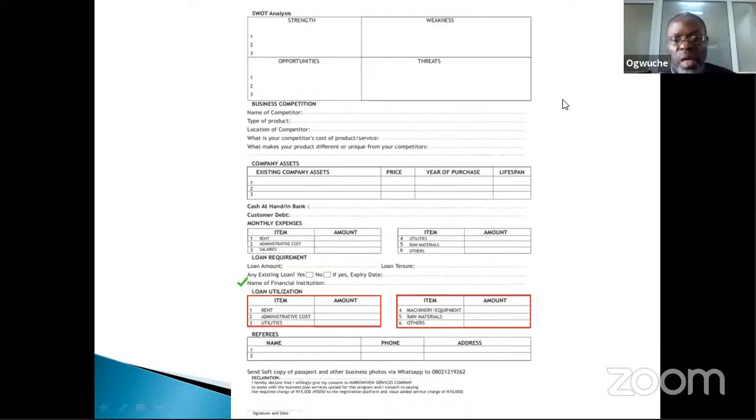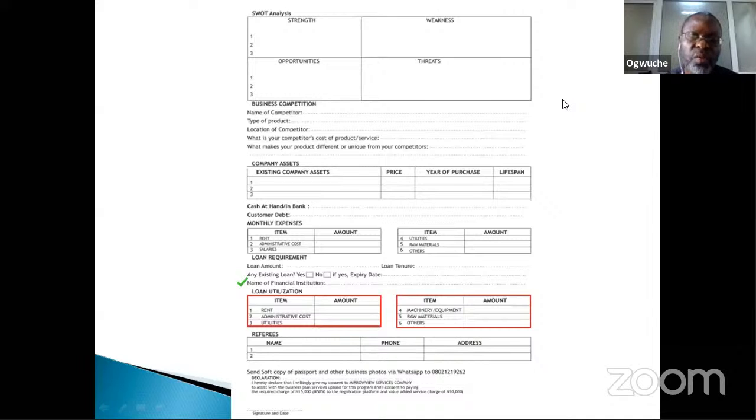Loan utilization. How do you intend to utilize the loan? On rent, for example, how much are you going to utilize on rent? If you are leasing the land, you could say 1 million, 1.4. If it's an office space or a shop space, where you want to set up your tailoring outfit, of course, you indicate 450,000, you highlight that.